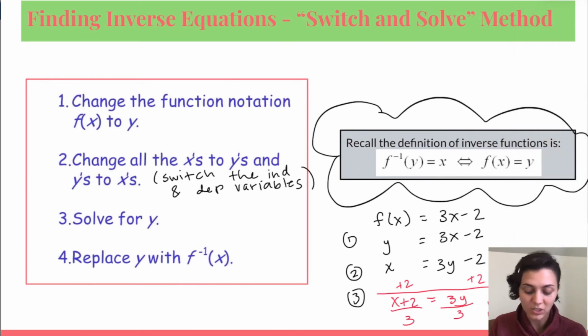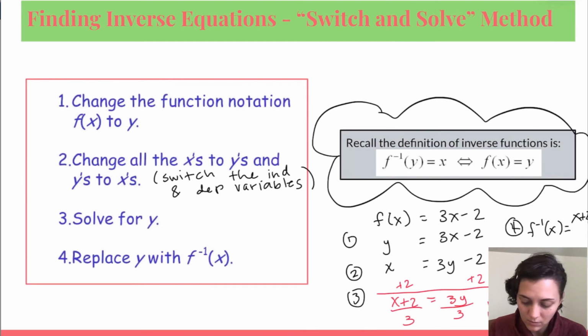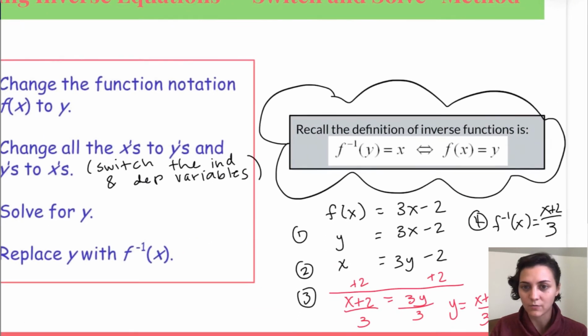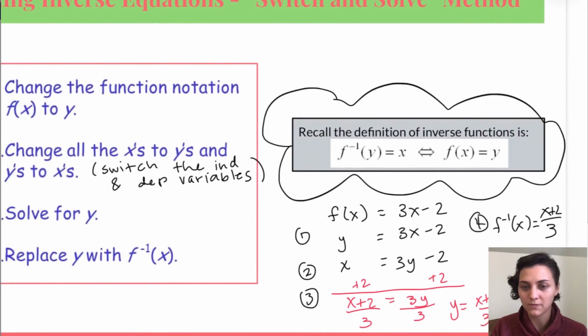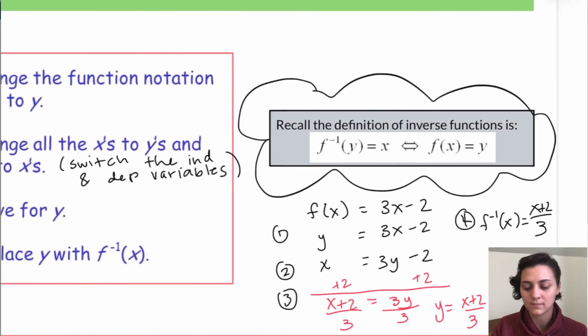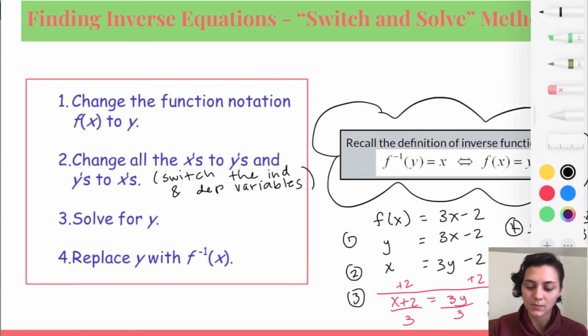The last step is just to replace y with f inverse. So at this point I've found the inverse successfully, so I'm just going to rewrite it back in my proper notation. So f inverse of x equals x plus 2 over 3. Since my original equation was written in terms of f, my inverse will be f inverse. Okay, let's do some more examples on the next page.